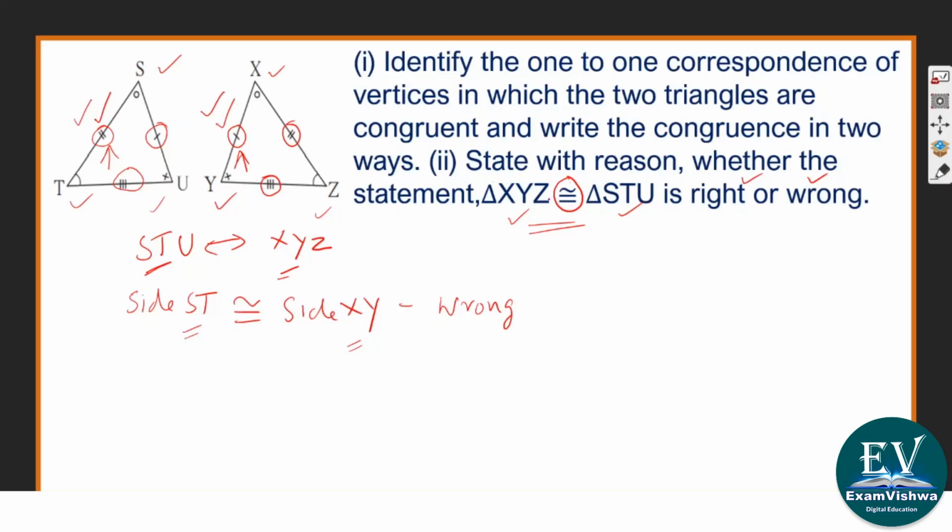So by looking with our eyes, though the triangles appear congruent and similar, it is of no use unless and until their angles are congruent and sides are congruent.